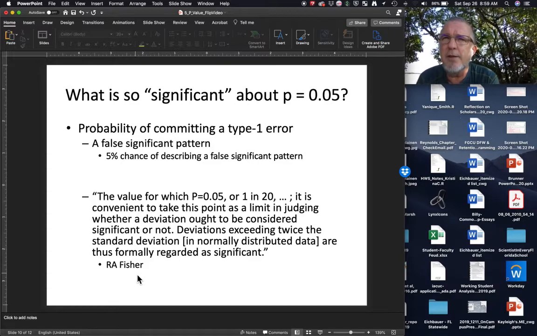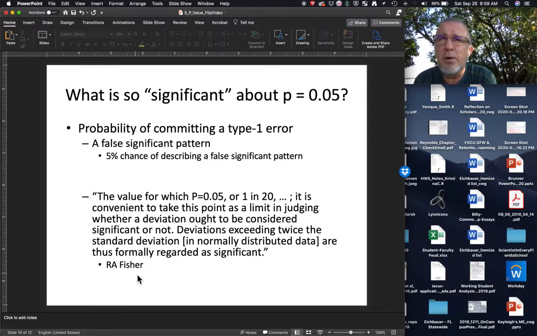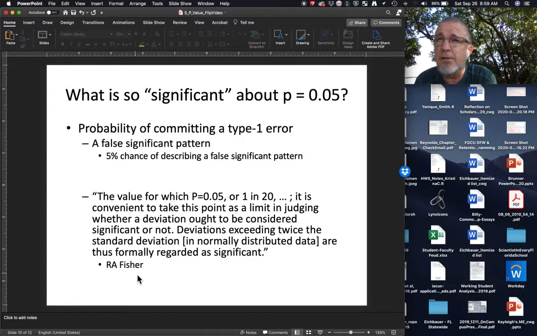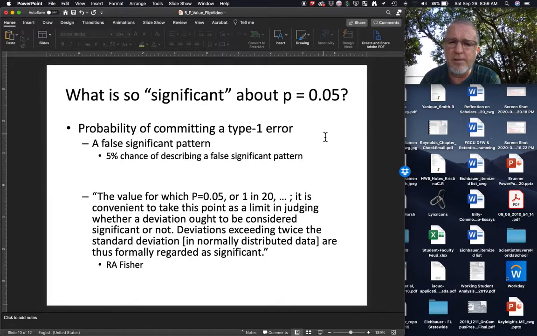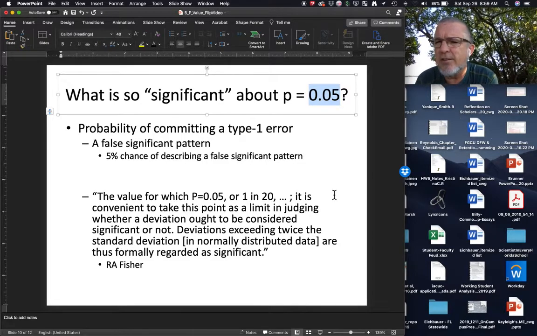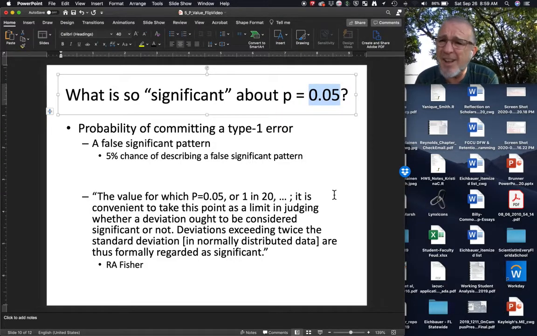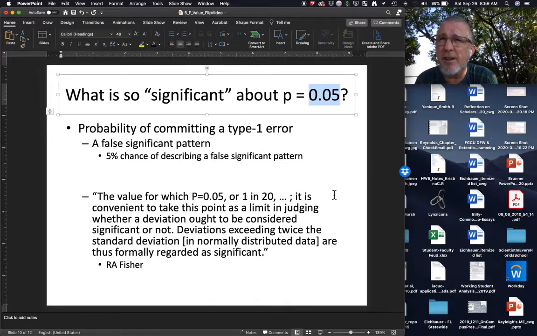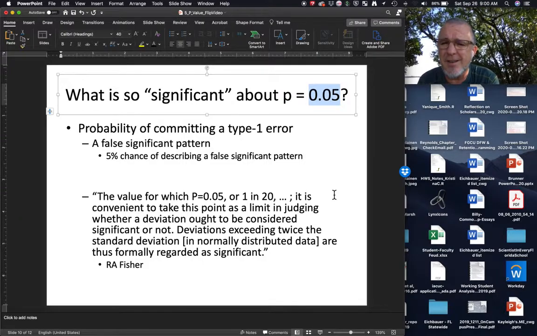The arbitrary one is basically the p-value of 0.05, I'm sorry, this threshold number, means that you have a 1 in 20 chance of making a mistake when describing a biological pattern. It's kind of like odds. If you have a 1 in 20 chance of making a mistake, are you willing to take that chance? And R.A. Fisher said, yeah, I can take that chance.